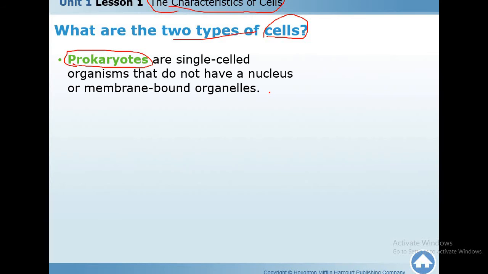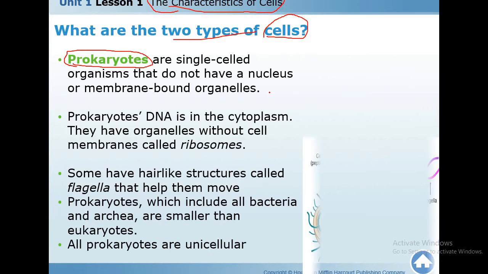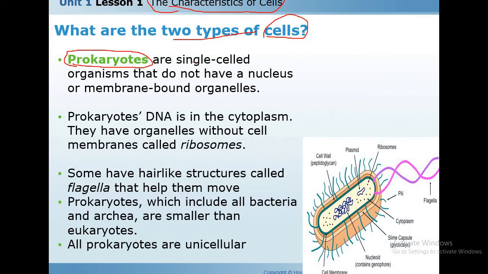A prokaryote cell is a single-celled organism that does not have a nucleus. Prokaryote cells are single-celled organisms that do not have a nucleus or membrane-bound organelles. Look, this is called a prokaryote. No nucleus inside the cell.